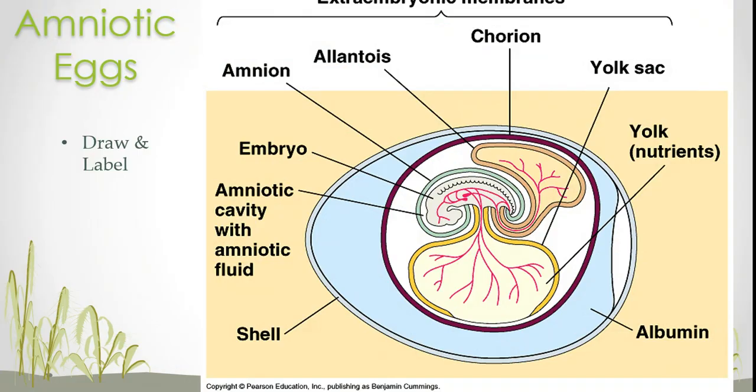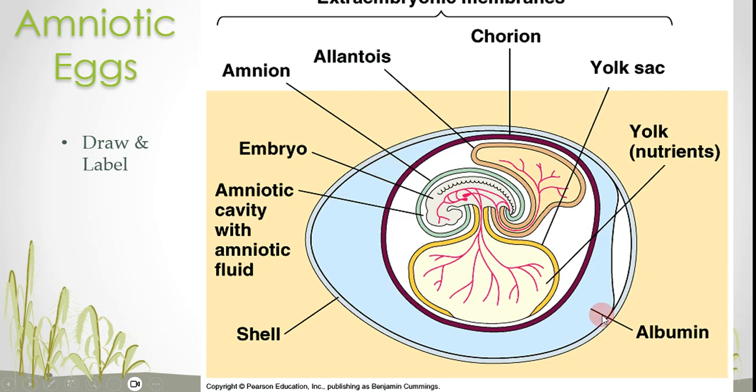This is, I believe, a chicken's egg, but it's similar. It's also an amniotic egg. You may need to stop the presentation and draw this and label this. Okay, so we have our egg shape. The difference, of course, with the reptile's egg shell, the shell's not hard like a chicken's egg.